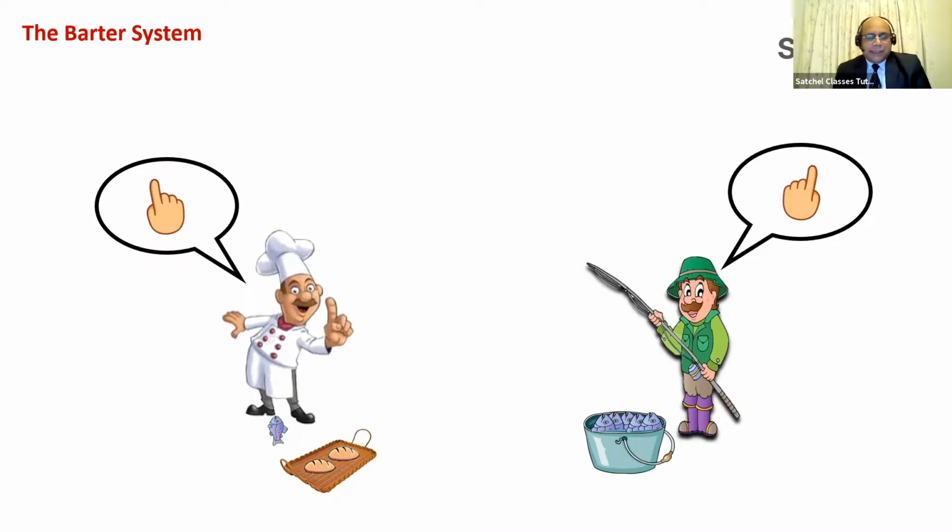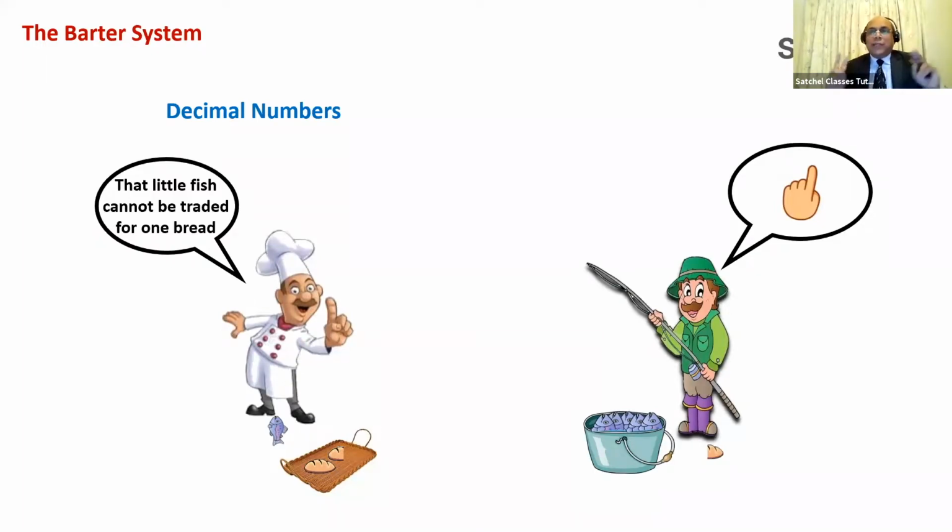Now the baker felt that it is unfair to give one whole bread in exchange for this little fish, right? So he decides to give him only a part of the whole bread. Something like that. Now that introduced this concept of decimal numbers, which means these are not whole numbers or entire numbers. These are numbers which also contain a fractional part. As you can see, the bread was a fraction of a bread. So these are numbers containing a fractional part.